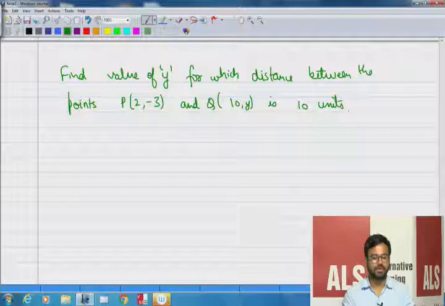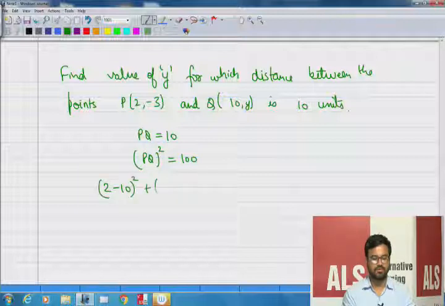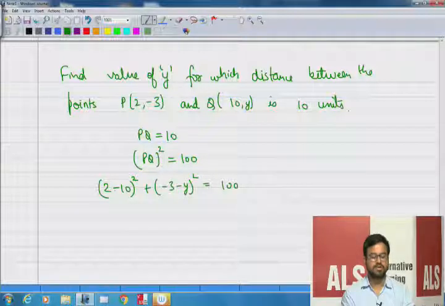So what we have to do, the distance between PQ. So PQ is equal to 10. So PQ square is equal to 100. And in place of PQ square, we can write 2 minus 10 whole square plus 3 minus y whole square is equal to 100. 2 minus 10 is minus 8. Minus 8 whole square is 64. So minus 3 minus y whole square is 100 minus 64, which is 36.